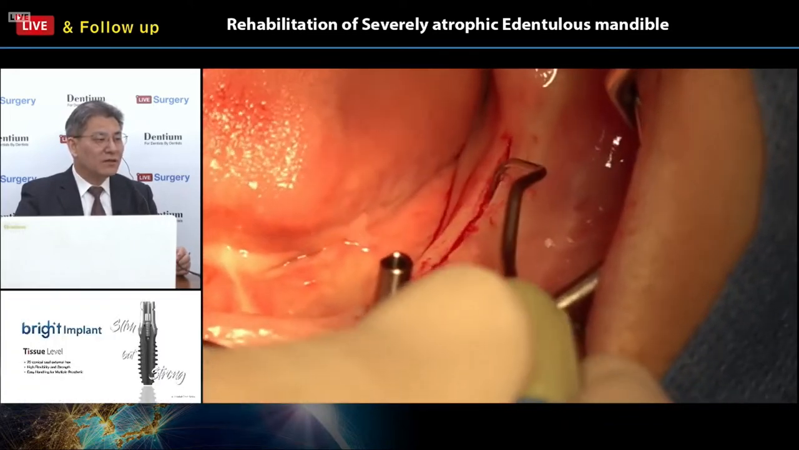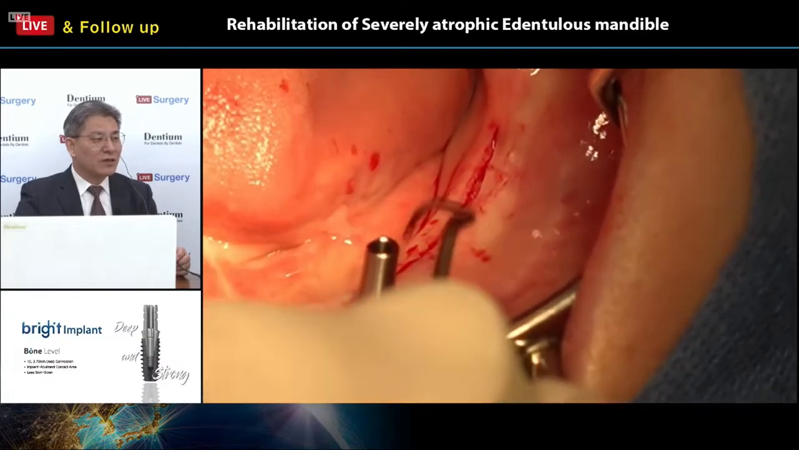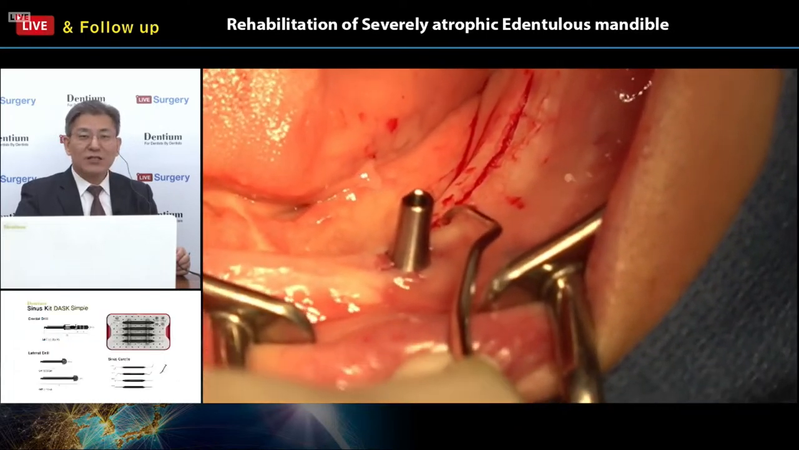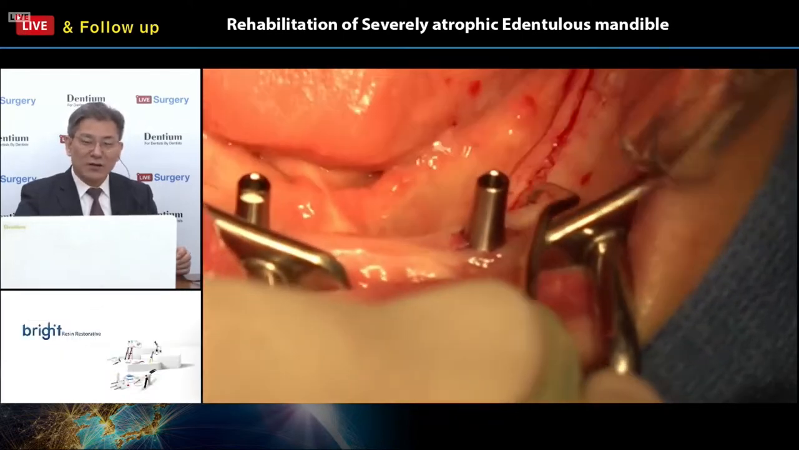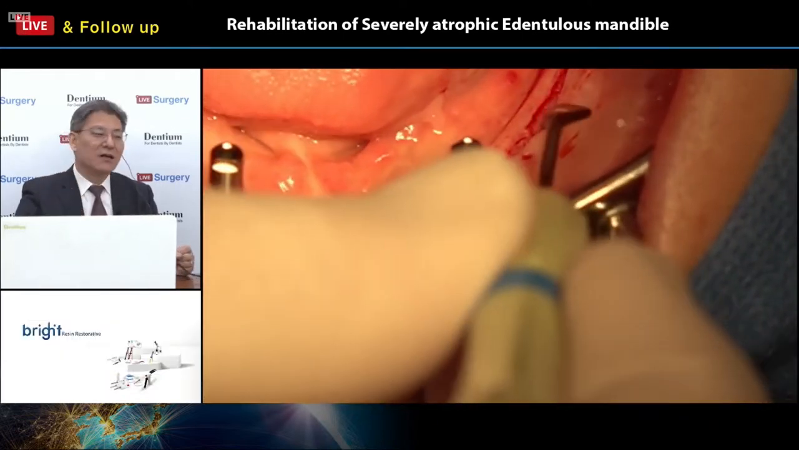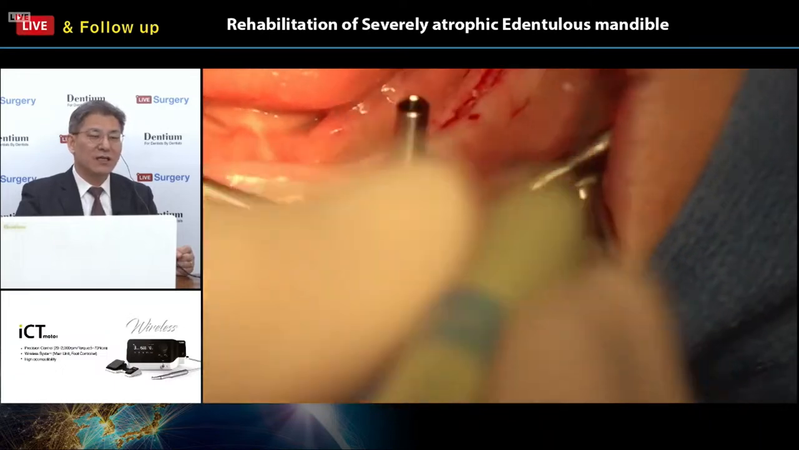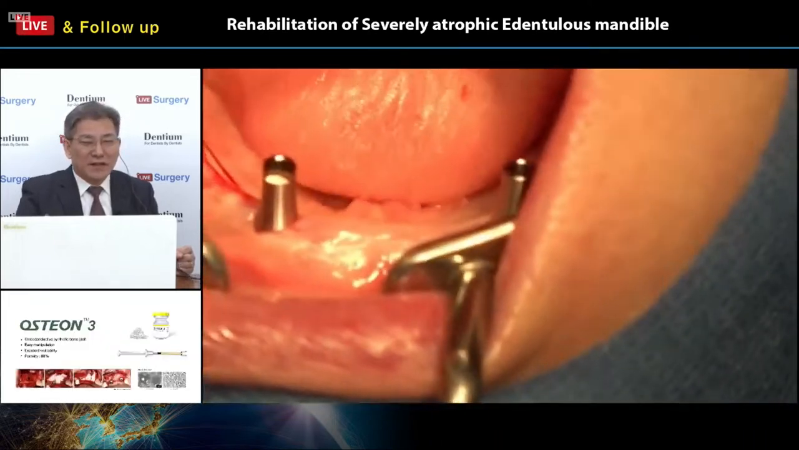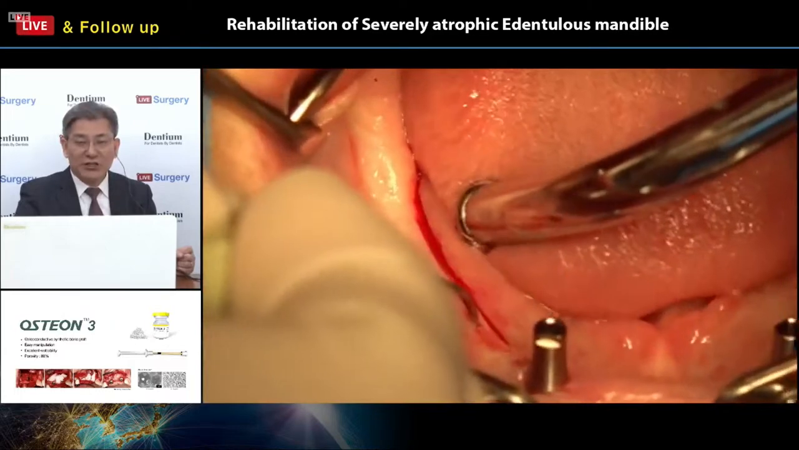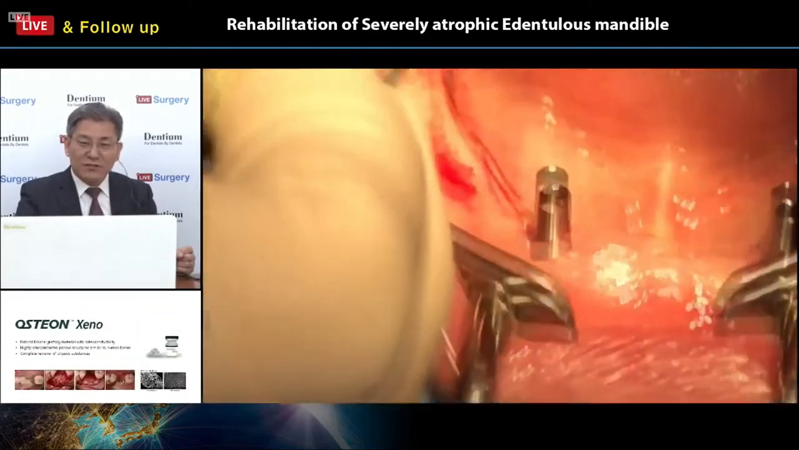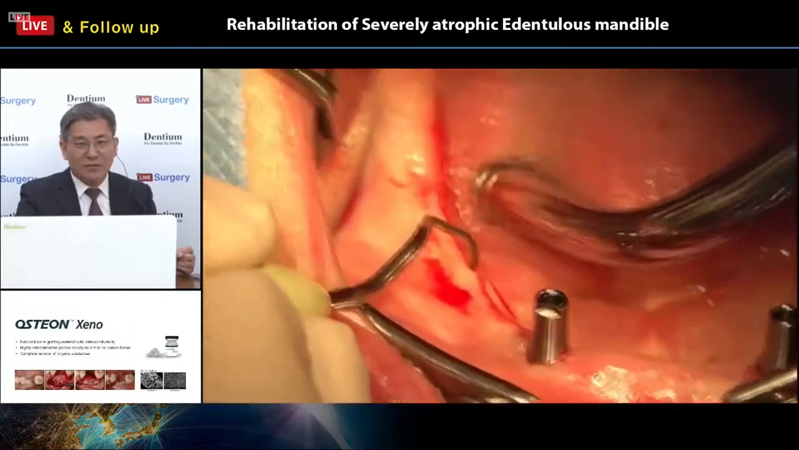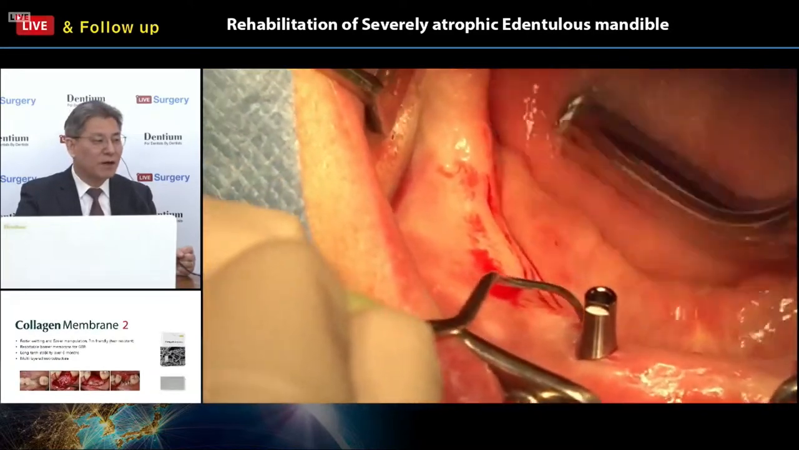Okay, in the ordinary situation, the denture-wearing patient has a thin biotype gingiva, very thin gingiva, as you can see. So very gentle manipulation is a necessary part of managing soft tissues in some kinds of surgery.